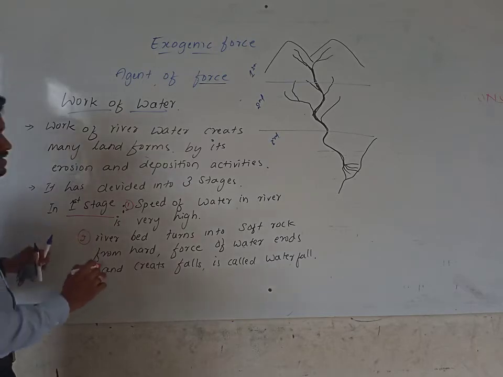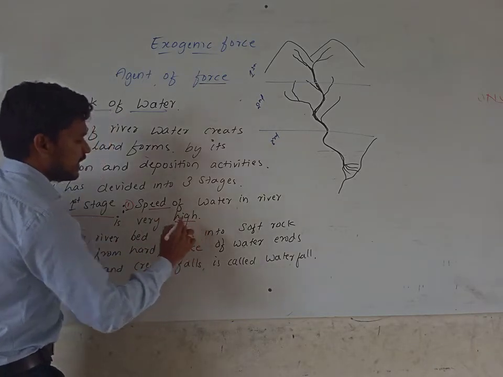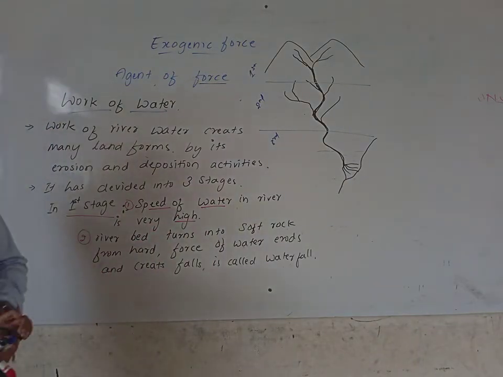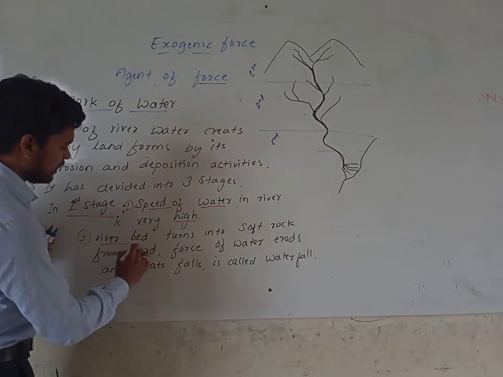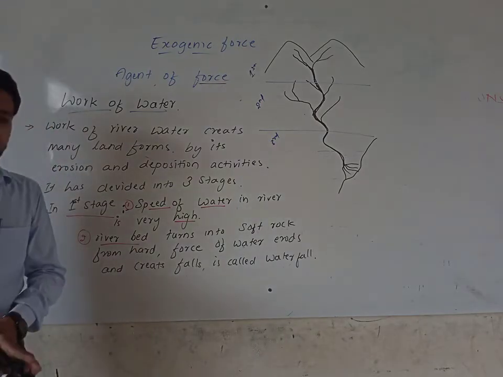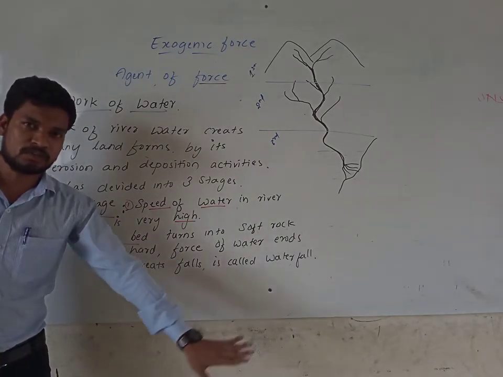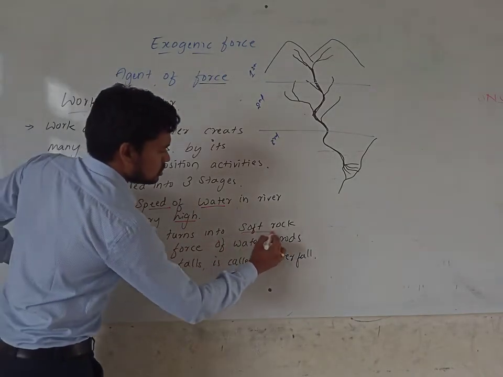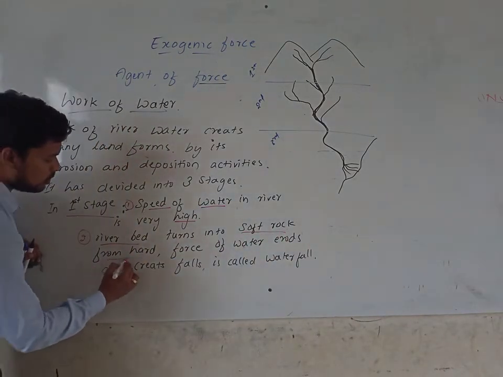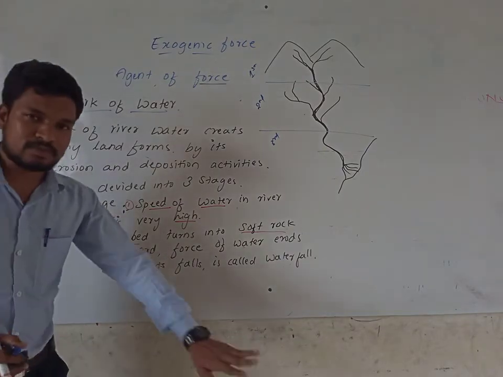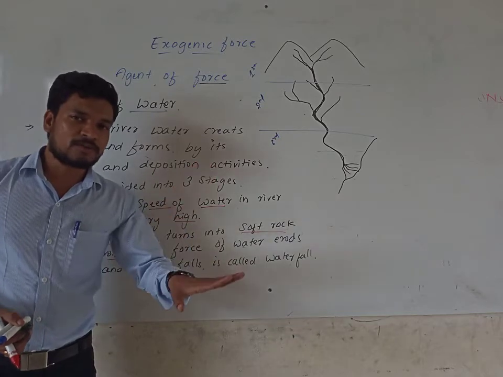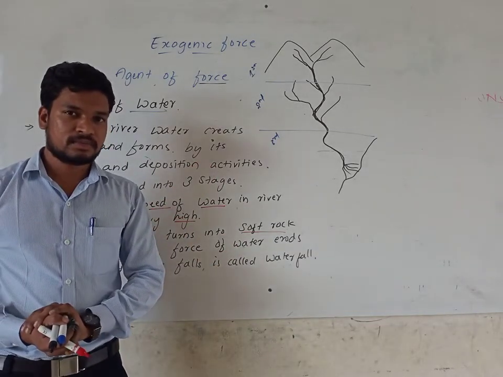In the first stage, the speed of water will be very high. What is the reason? Because of the slope and the river bed. River bed is the bottom of the river. So the river bed turns into soft rock from the hard rock. Here in the bottom, like the crust, we have 2 types of rock: soft rock and hard rock.